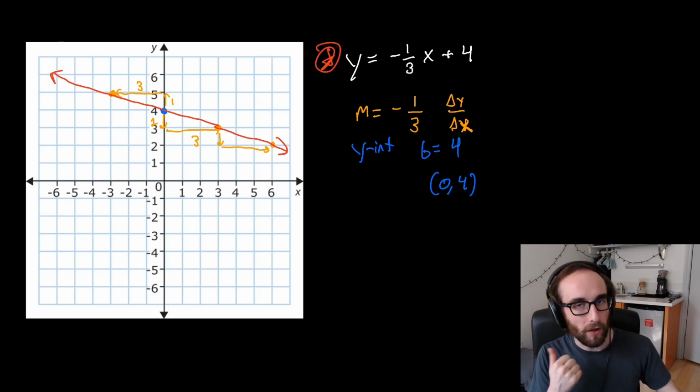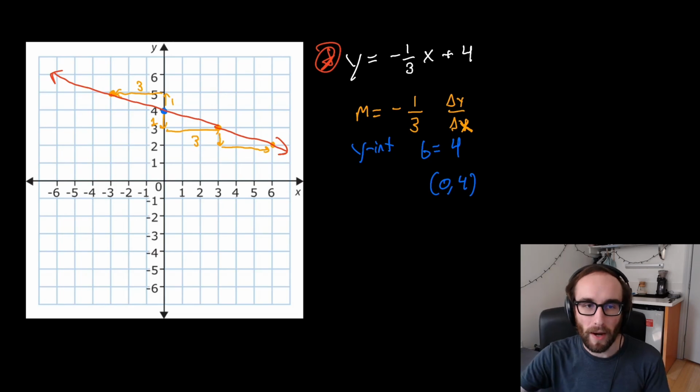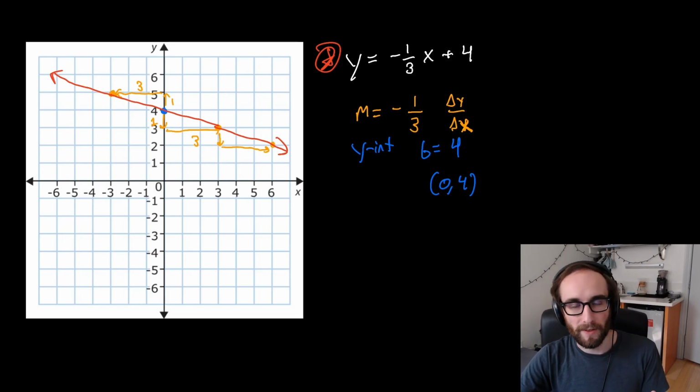So we learned about writing equations in slope-intercept form, identifying the slope and the y-intercept from a line. We also learned about graphing equations that are given to us in slope-intercept form.